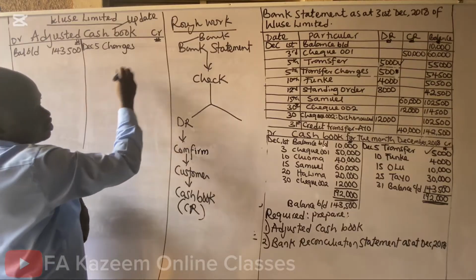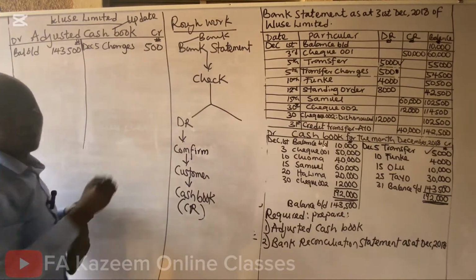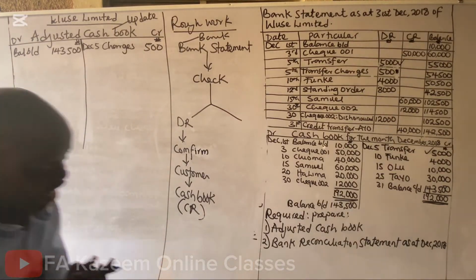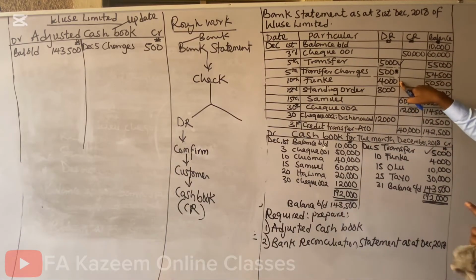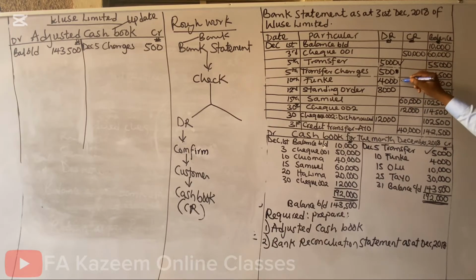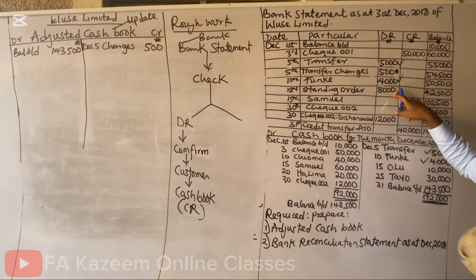What's this? Charges. Now you have helped the customer to record it. Let's move on. You're only checking the bank statement. Don't go to the cash book. Just use the cash book as your confirmation. 4,000 Funke. You see, the customer recorded it. Go back to your bank statement. Don't check that cash book.